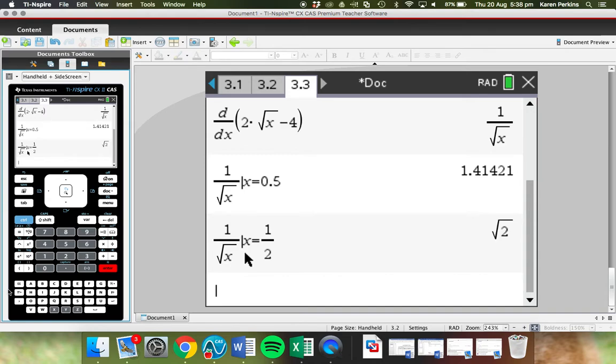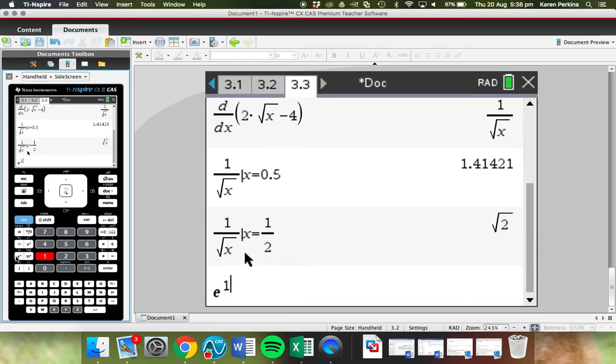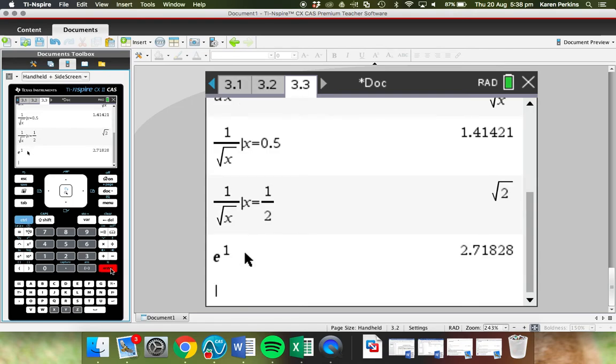Let's have a look at the exponential function though. The e we use for the exponential function is this one here. You can't use keyboard e. If I use the keyboard e, it just comes out normally. If I use the actual function e to the power of 1, and then I'll do a control equals, that gives me the decimal approximation.